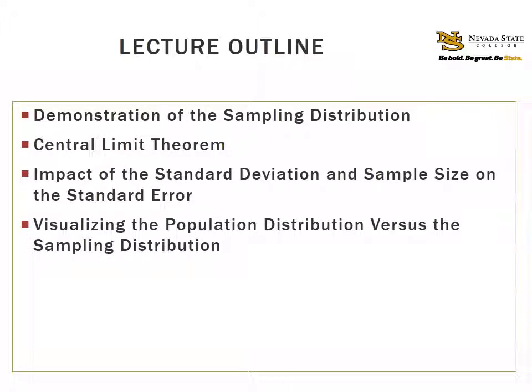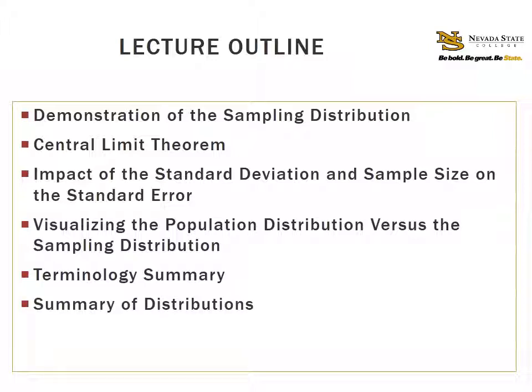Then I want you to visualize the population distribution with scores versus the sampling distribution with all possible means that could be taken from that population. So I'll draw that out and show you how now the standard error dictates how spread out that distribution is, or how fat the normal curve is when we draw it out. Then I'll just summarize the terminology covered in the lecture and summarize all the different distributions, population, sample, and sampling distributions that you have covered so far this semester.